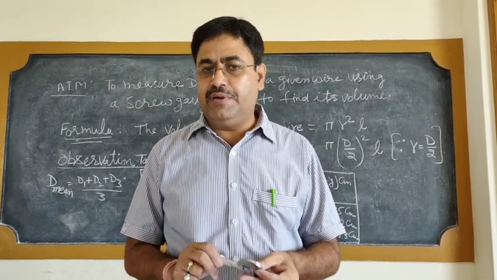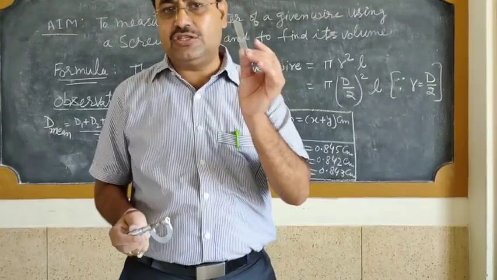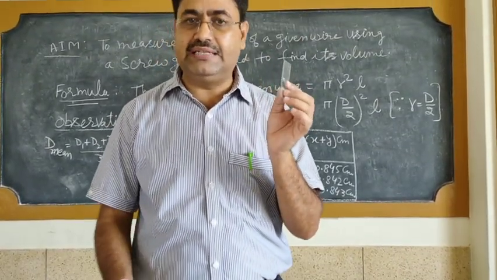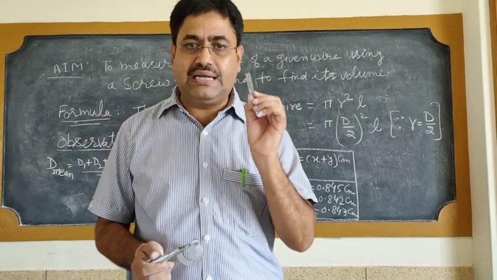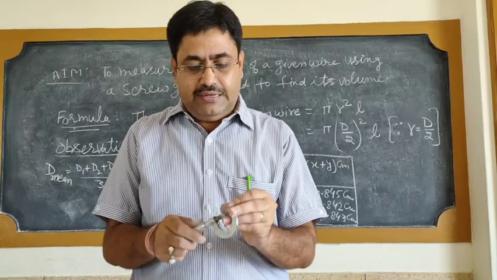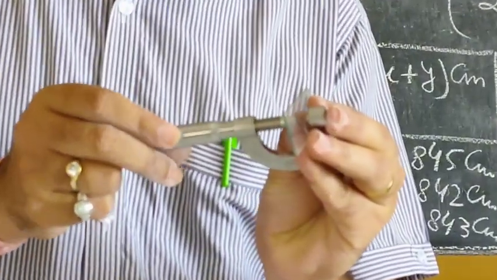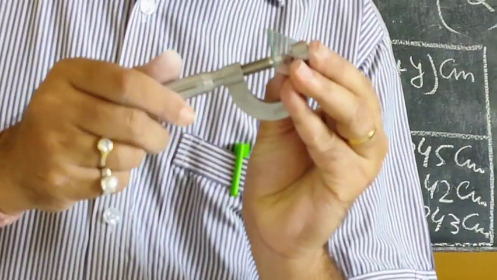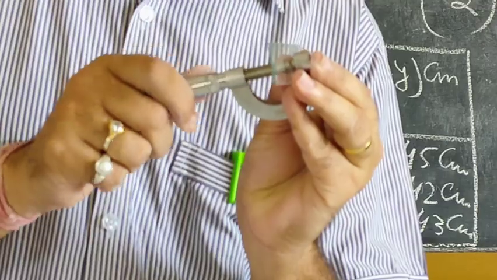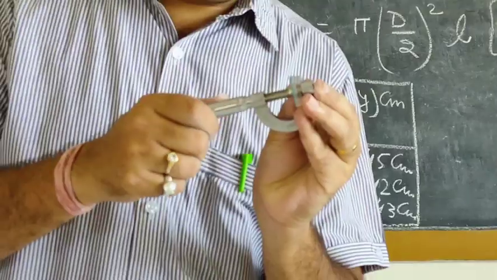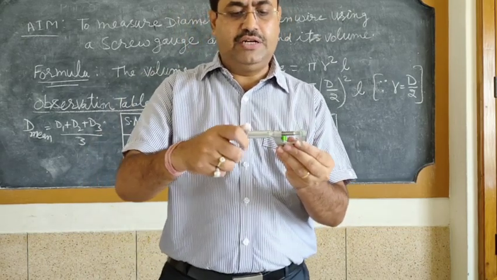Again I am repeating, suppose now I want to find the thickness of this glass sheet. Suppose again I am giving one example. I put it here in between the studs of the screw gauge and tighten it until these two are closely touching, with a soft hand. Do not tighten too much, just it is okay.